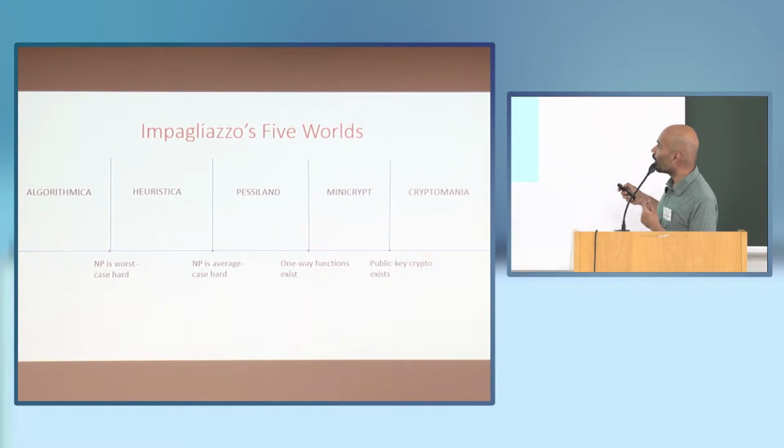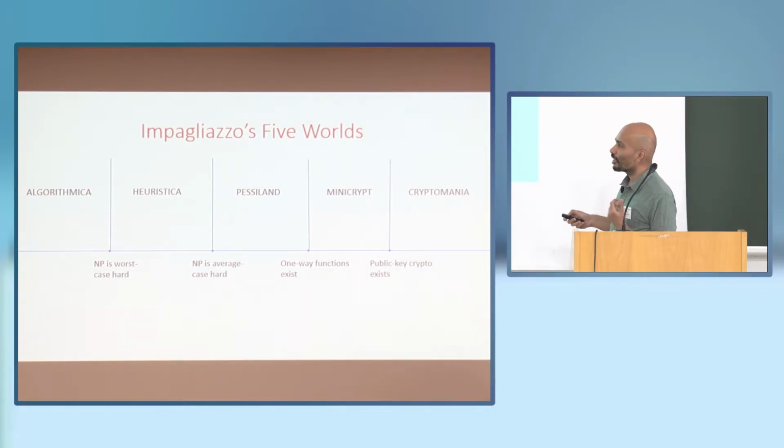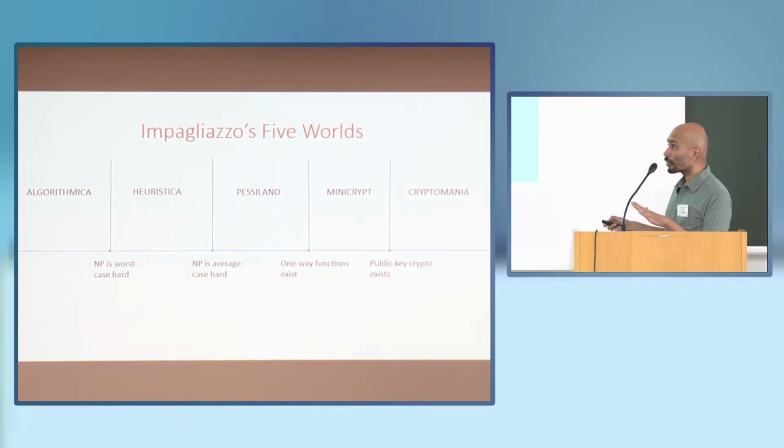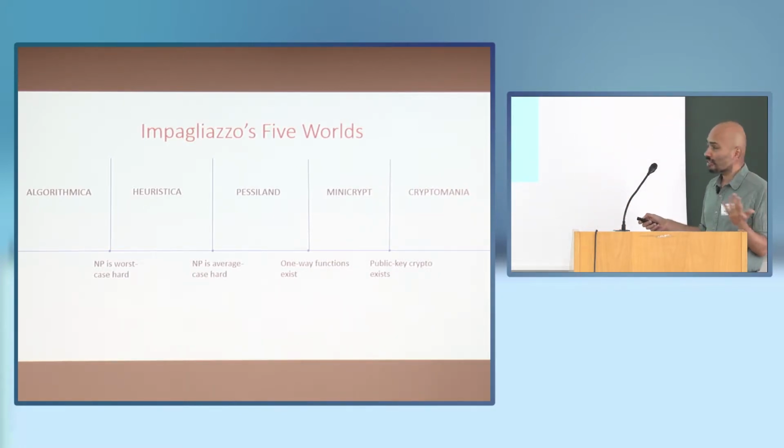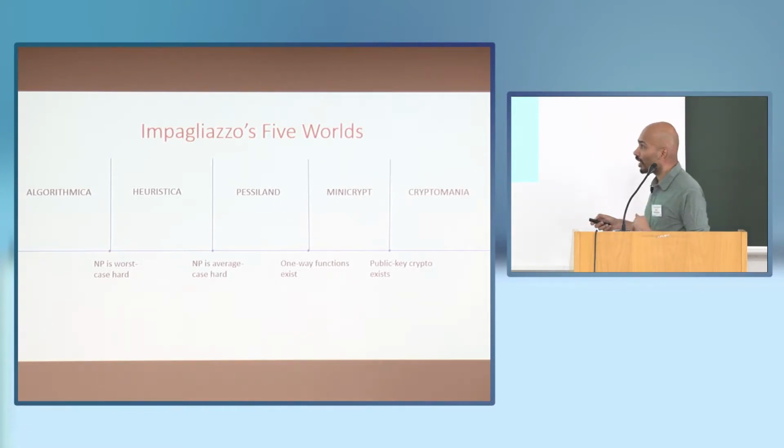So essentially think of this as going in the direction of increasing hardness. We're getting more and more hardness as we go to the right. So here you have that NP is easy in the worst case. And what Impagliazzo does, and we'll do too, is leave it unspecified what easy means. It could be polynomial time, probabilistic polynomial time, polynomial size circuits. That's fairly flexible, but let's just leave that open for now.